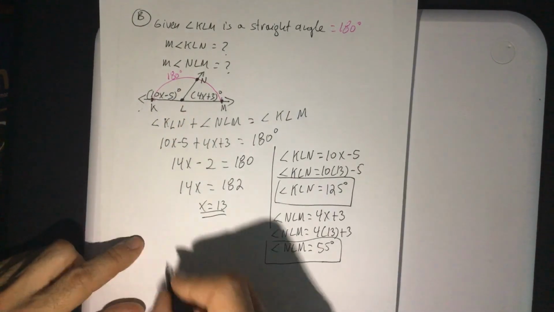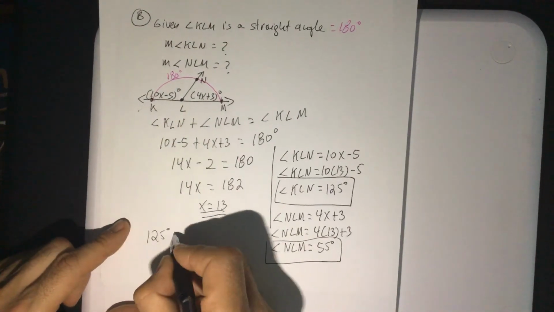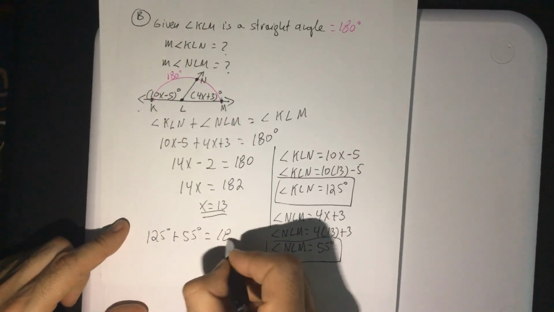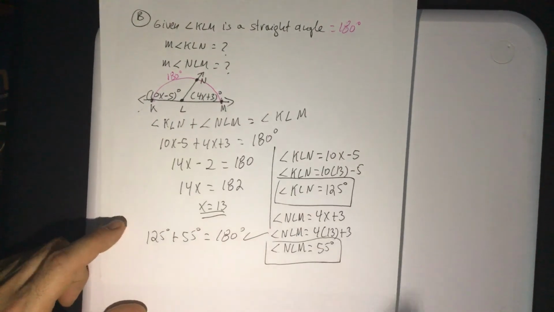And if you guys notice, 125 degrees plus 55 degrees should be equal to 180 degrees. Hey, and that checks.